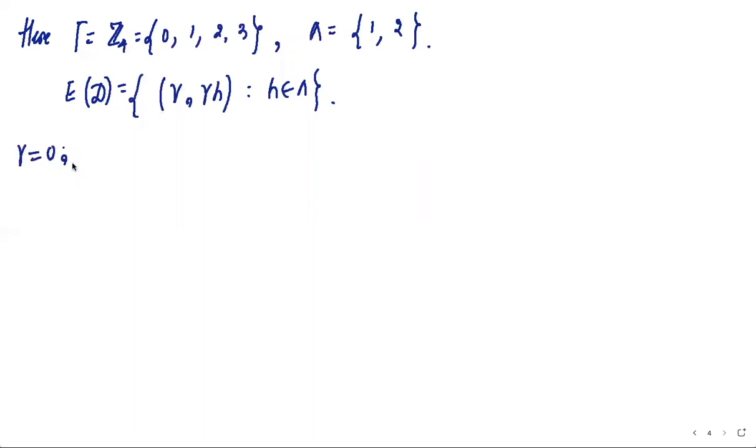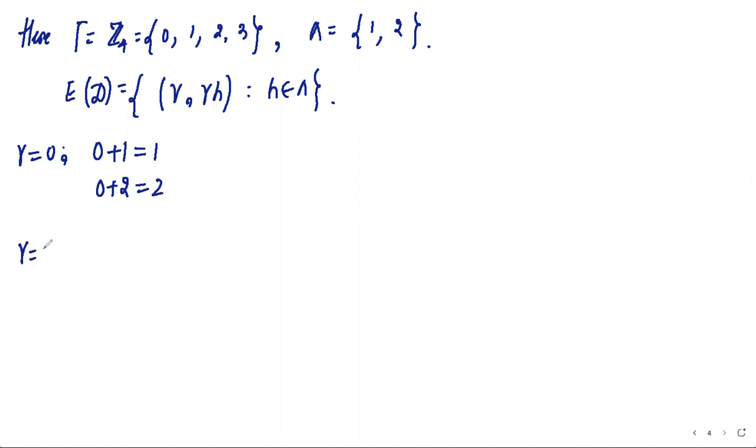If gamma is equal to 0, then we have 0 plus 1 and 0 plus 2. So now we have to look at gamma h. What is this gamma h? So this 0 will be mapped with gamma plus 1 and gamma plus 2. So it is 0 plus 1 and 0 plus 2. Now this is equal to 1 and this is equal to 2.